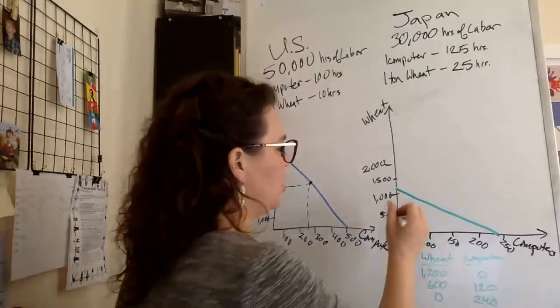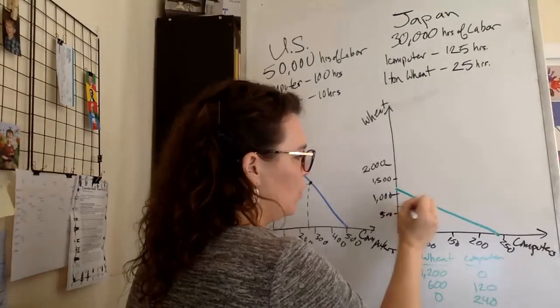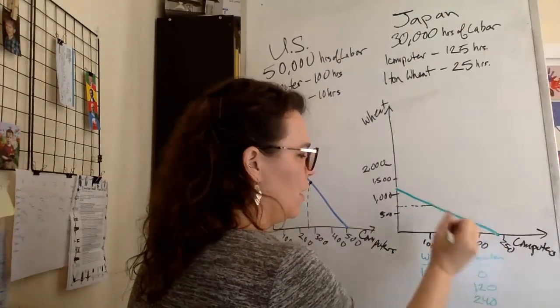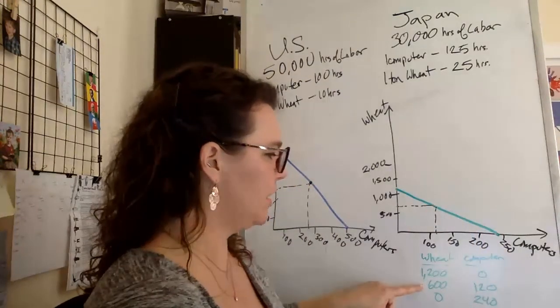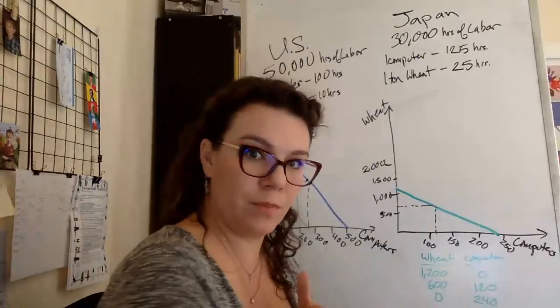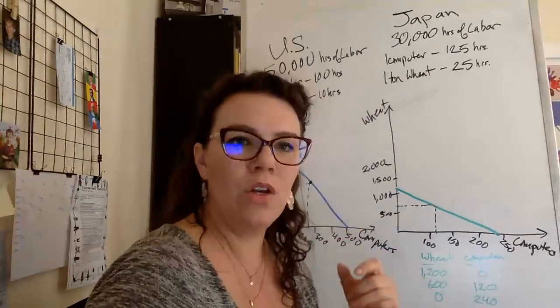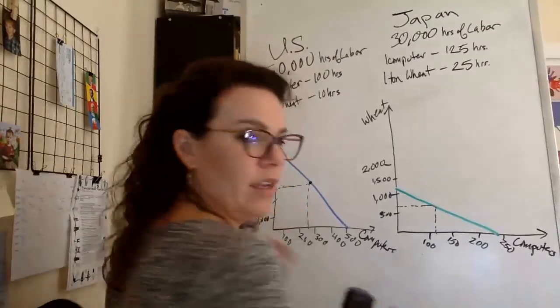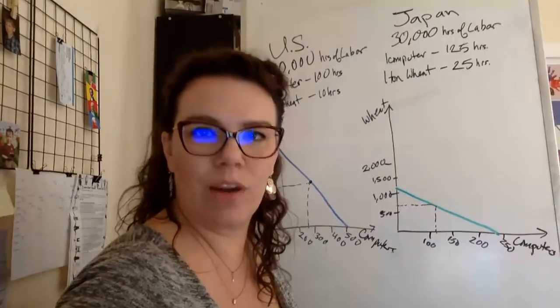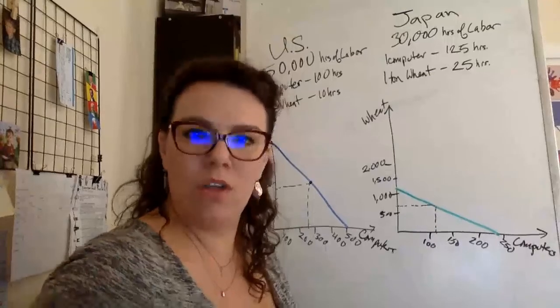We're going to assume that Japan is going to split up between producing computers and producing wheat. And so we'll get that point of 600 and 120. So far, so good? So that's where we would be without trade. And I'm going to clear that up to kind of just make room for everything else we're going to be talking about.